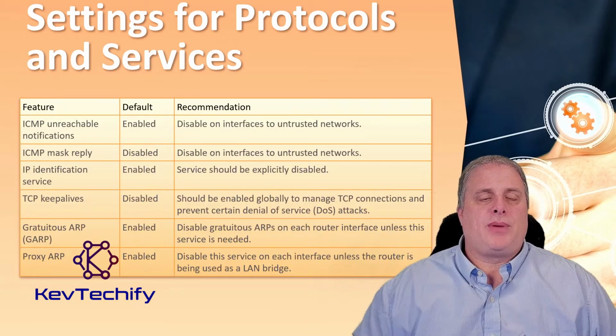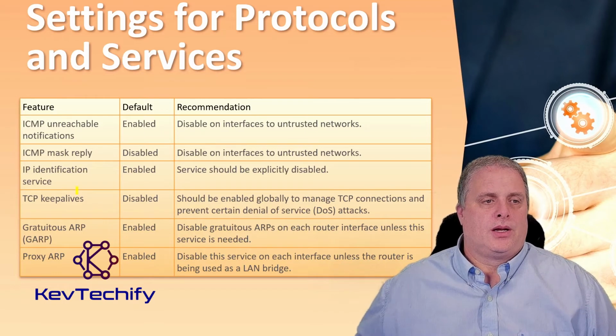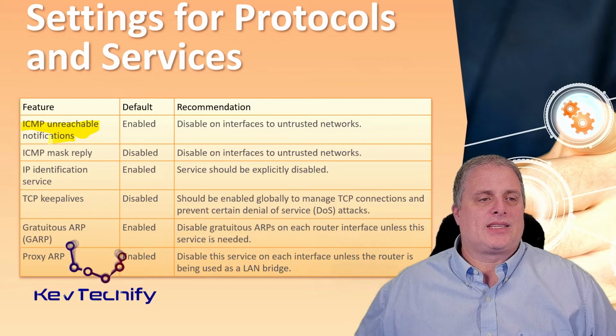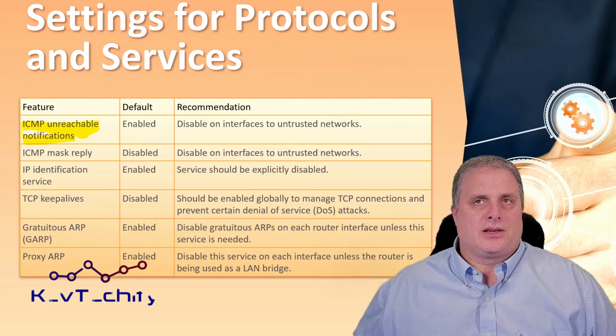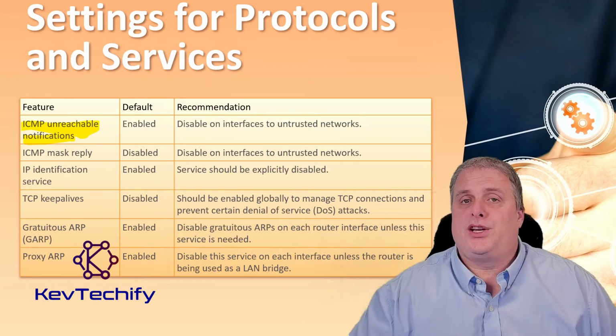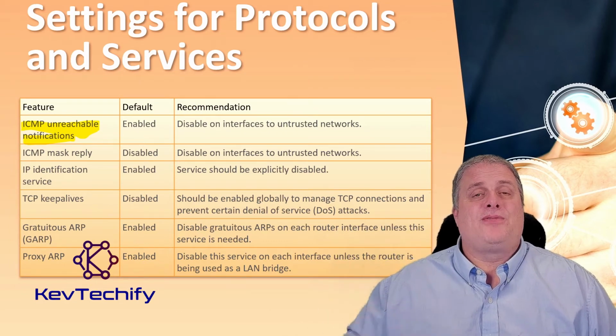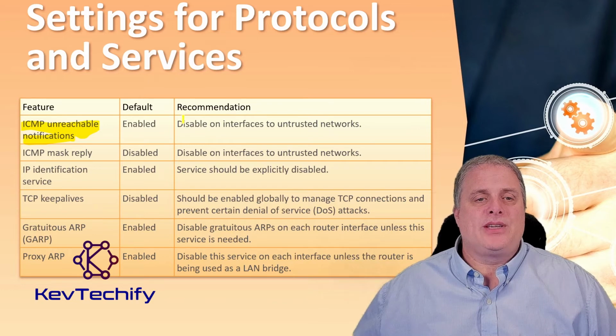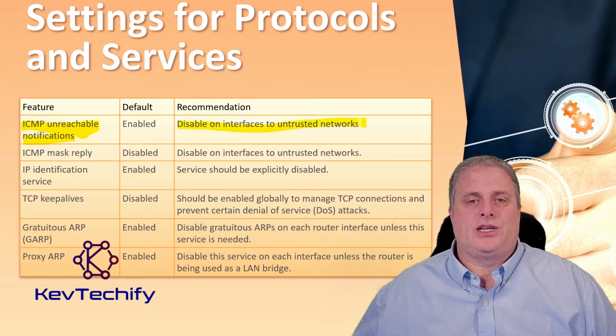Here we have our last pages of protocols. ICMP unreachable notification. So when you ping and something's not reachable, they can't reach the destination, they're going to give an unreachable notification back in that ping command. By default, that's enabled. Disable this on interfaces and untrusted networks.